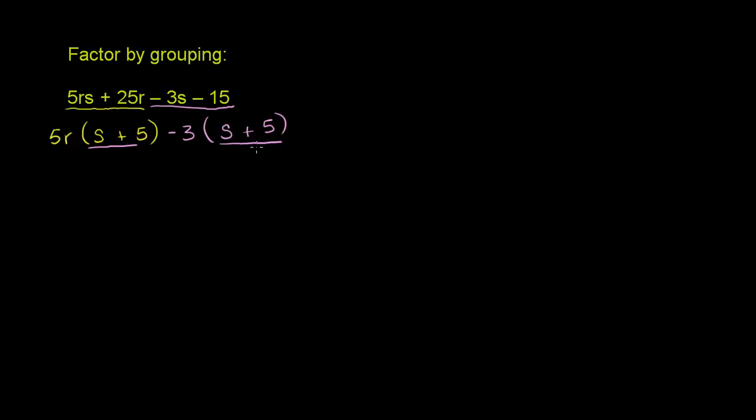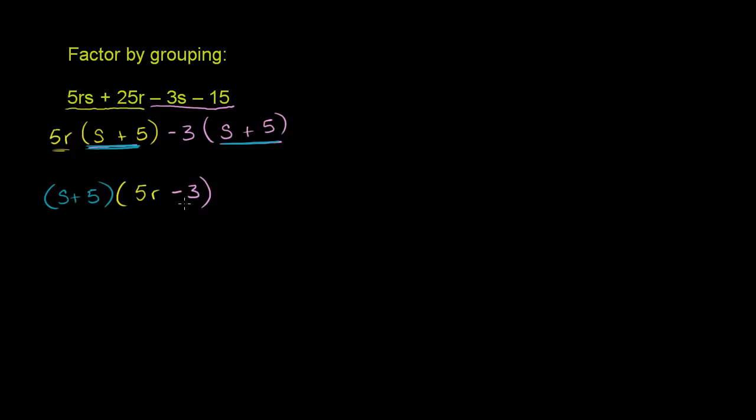So we can now factor out s plus 5. So this whole thing can be rewritten as s plus 5 times what? Times 5r, right? If you take 5r times s plus 5 and you factor out the s plus 5, you're just left with the 5r. And similarly, if you take -3 times s plus 5 and divide by s plus 5, you just have a -3. And then we're done. We've factored this expression by grouping. It's s plus 5 times 5r minus 3.